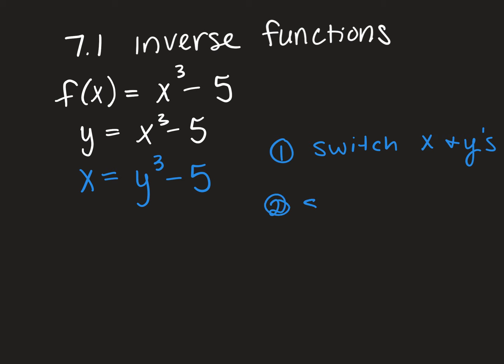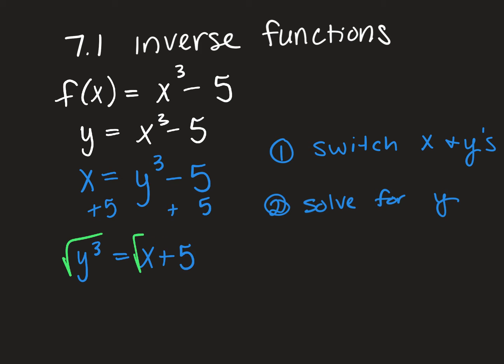Then we're going to solve for y. So we're going to solve our new equation for y. We're going to get y by itself. To get y by itself, we're going to have to add 5 to both sides. So we're going to get y cubed equals x plus 5. And how would we get rid of that cubed? If it was a squared, what would we do? Right, so since it's cubed, we're going to take the cube root.